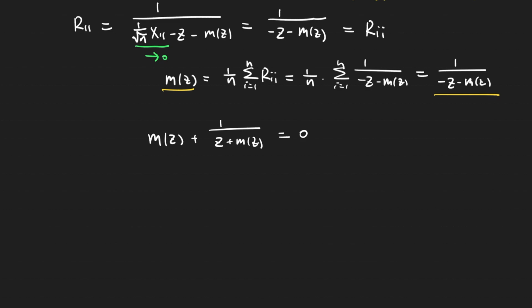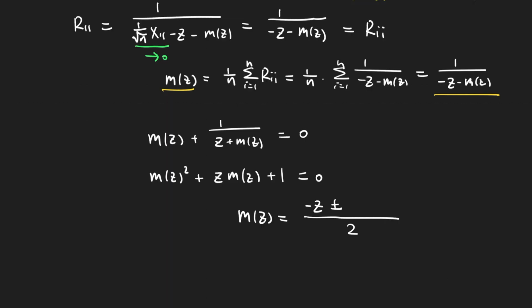And then that means m of z squared plus z times m of z plus 1 equals 0. So this is just a quadratic equation, so we can solve for m of z. Okay, so that is the key equation we have.